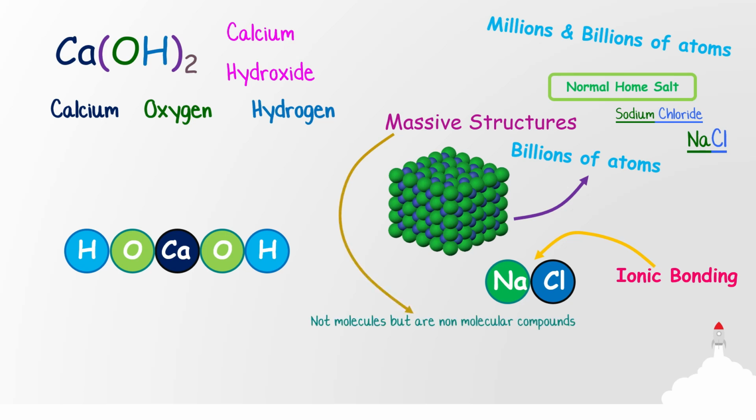So why are formulas of non-molecular compounds important? They help us understand the ratio of elements of the compound. So for NaCl we have a 1:1 ratio. For every 1 sodium atom we have 1 chlorine atom. So if you pour some salt on your boiled egg, you may have a billion sodium atoms, but you will also have a billion chlorine atoms.